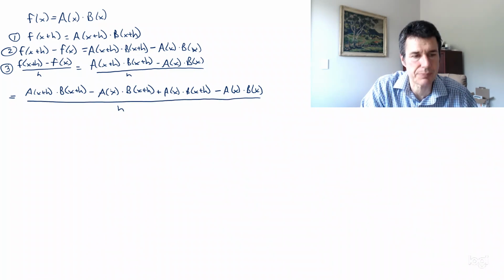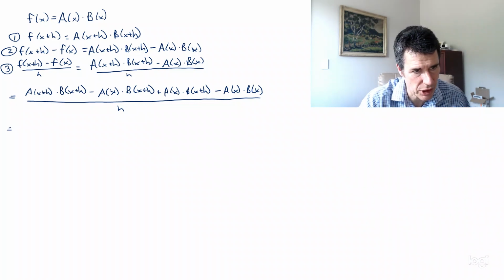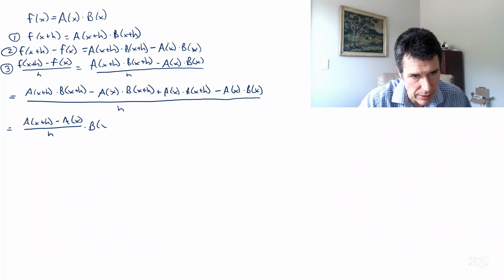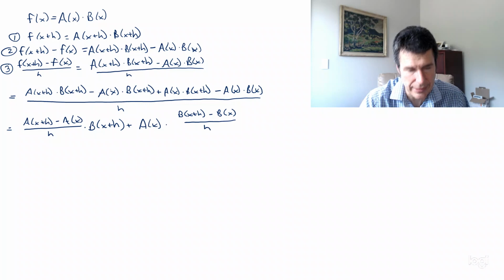divided by h. And now, just to be very explicit, I'm going to factor out the b of x plus h, and I'm going to leave myself with a of x plus h minus a of x divided by h, times b of x plus h. So that's factored out the b of x plus h from the first two terms, plus, now I'll factor out the a of x times b of x plus h minus b of x, all divided by h. Okay, so that's what step 3 gives me.